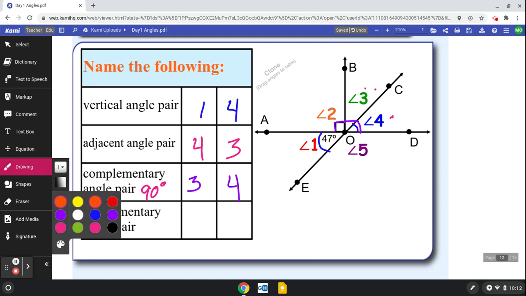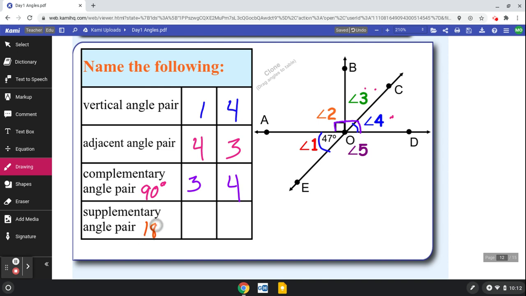Then we have supplementary. Supplementary is 180. It makes a straight line. We can use 1 and 5, 5 and 4. We've used 4 a lot, so let's go 1 and 5.